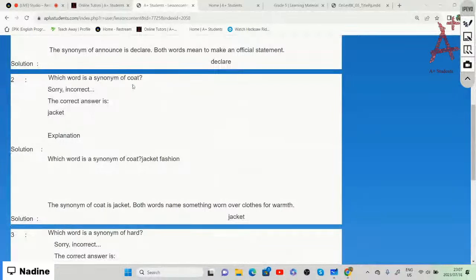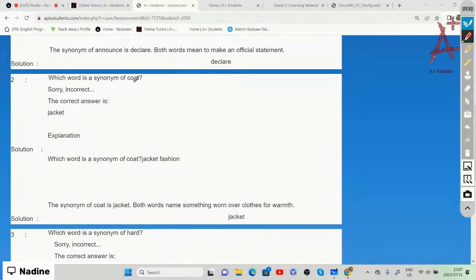All right, so what is a synonym of coat? A coat, right? A coat that we wear usually when it is a bit cold. So another word that is similar in meaning to coat is jacket, right? Because a jacket is also something that you wear to warm yourself. Usually we wear it when it is more cold, not necessarily during winter, but when it is more like wintry weather, right? So a coat or a jacket. So the synonym of coat is jacket.